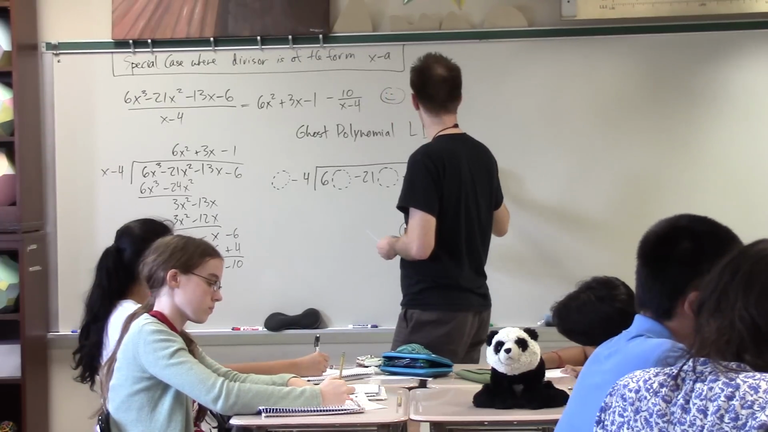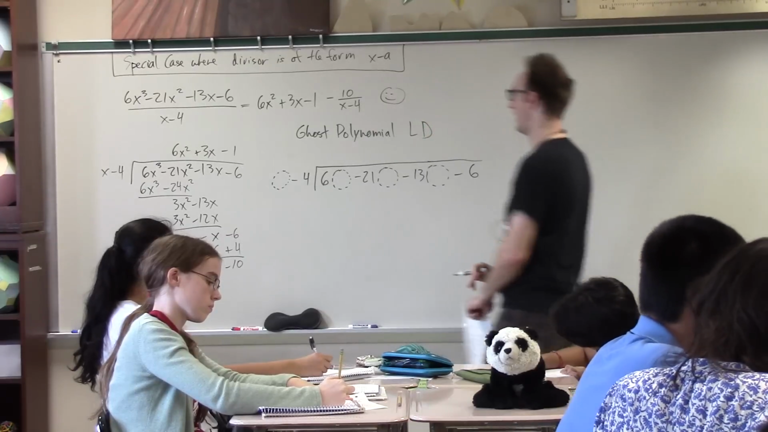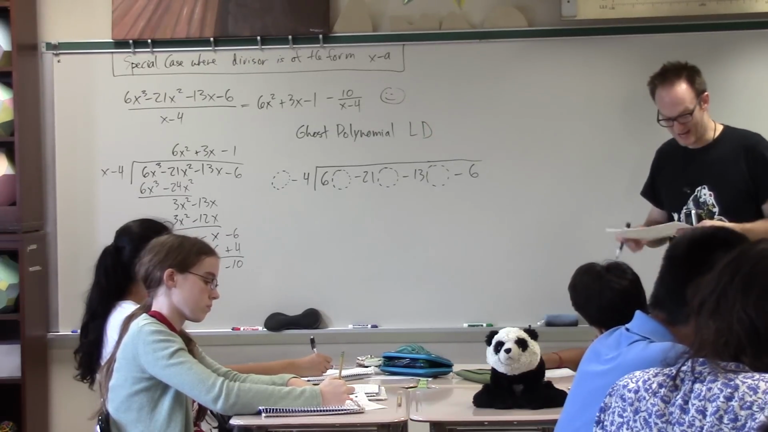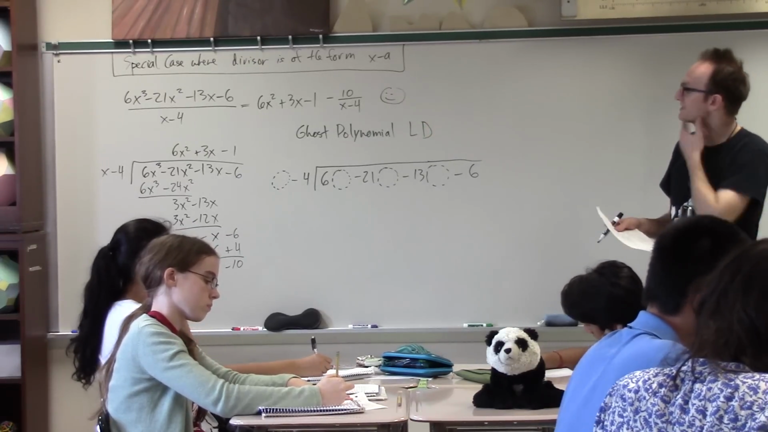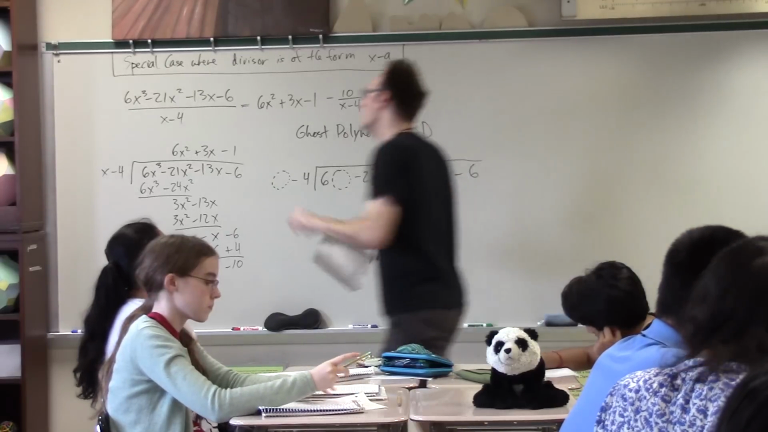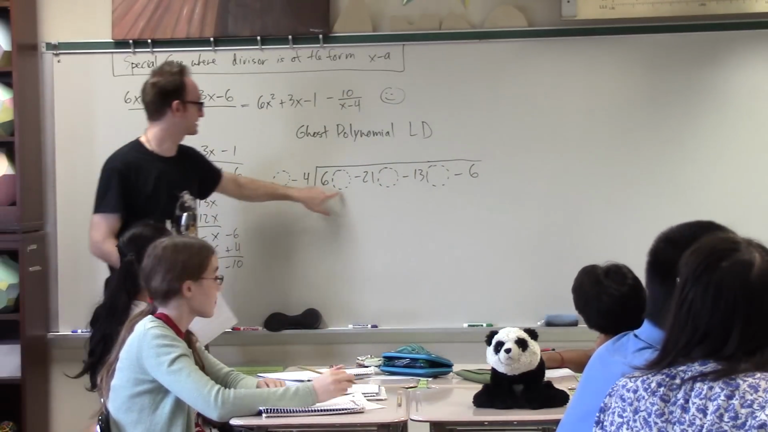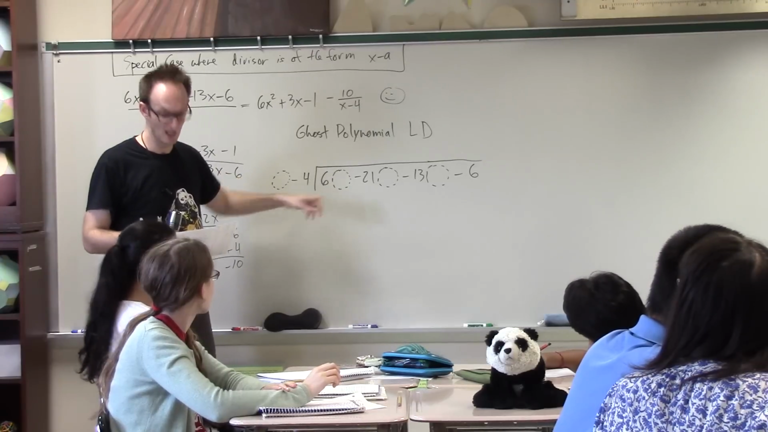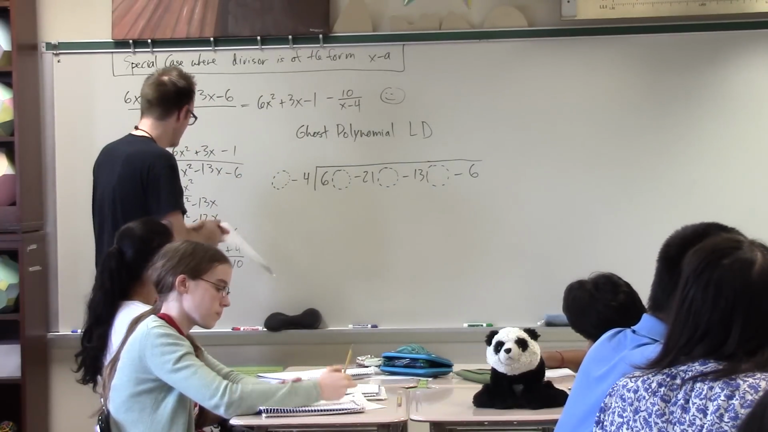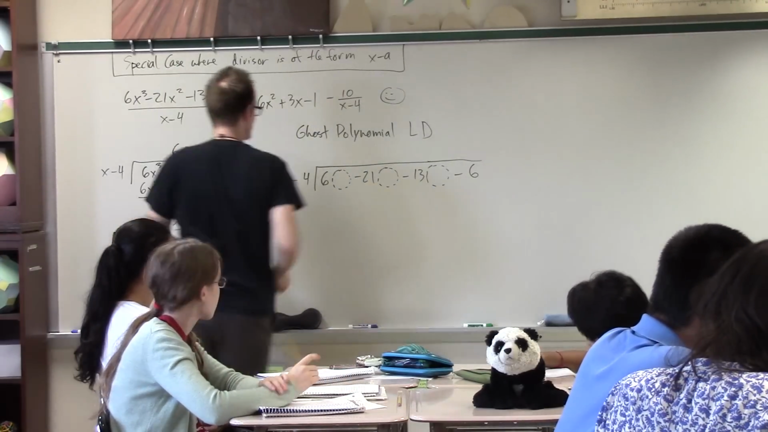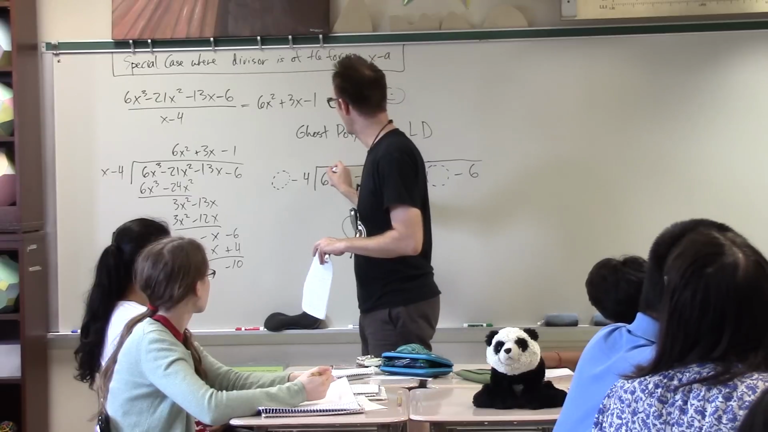And then just like minus 6. Okay, cool? Okay, and now, what's the very first thing we do? The very first thing we do is you divide x minus 4 into 6. All right, so what's the answer? 6.